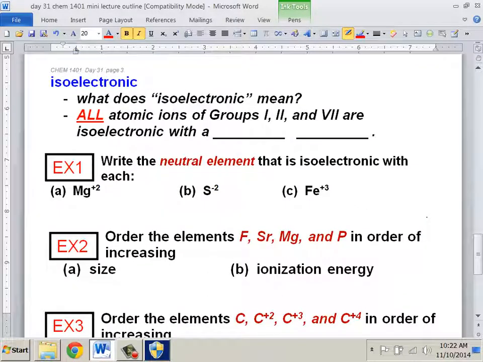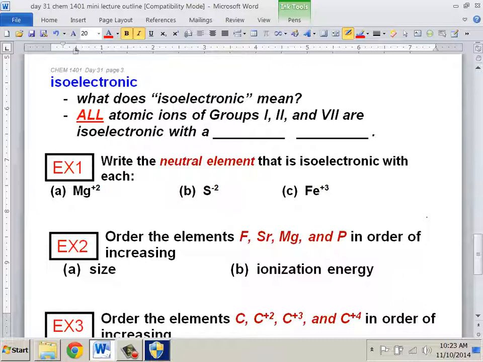Isoelectronic. Kenneth, this is a concept that can be kind of confusing, but once you get the idea of the rules of the game, it's not so bad. What is isoelectronic? Does anybody know? Iso means one. One electronic configuration. It makes me think of that movie, One Ring to Rule 'Em All, right? But anyway, one electronic configuration.